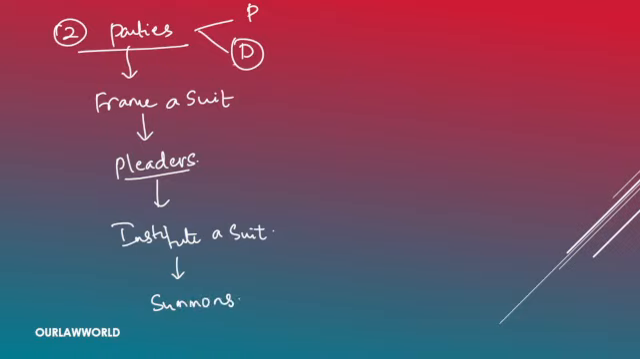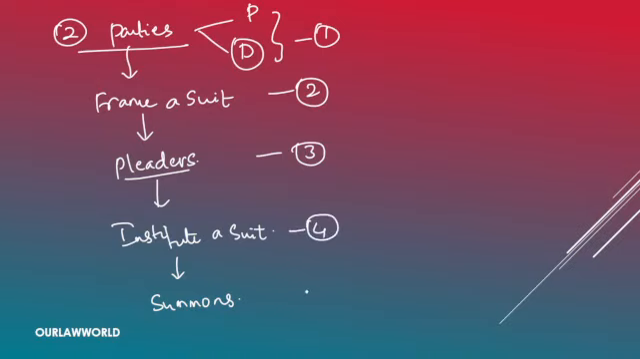So here come our orders. The first order, parties to the suit. Second order, framing of suit. Third order, recognized agents and pleaders. Fourth order, institution of the suit. And fifth order, issue and service of summons. And from there, if summons are served, then what will happen? Pleadings take place.